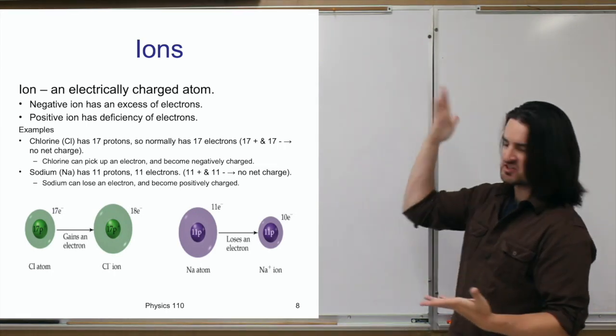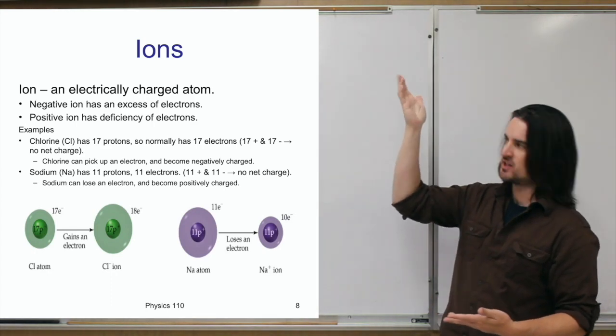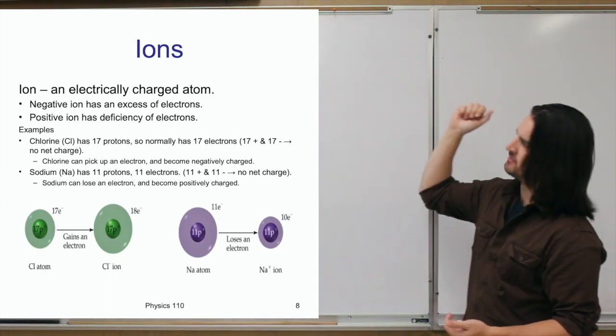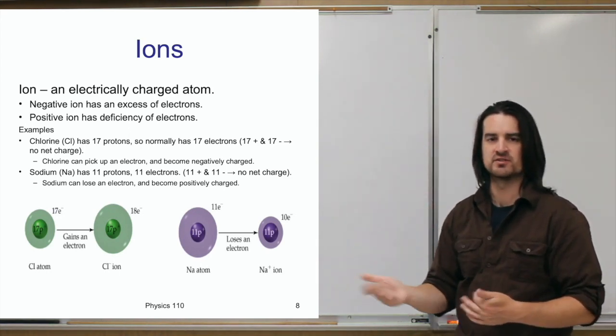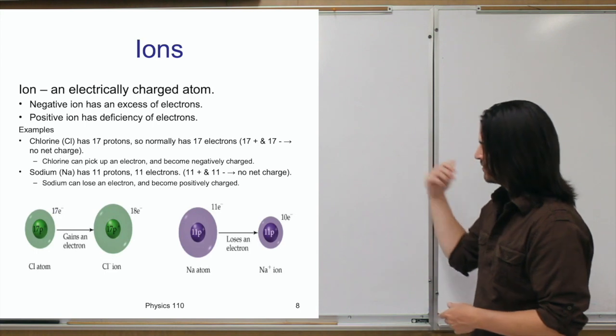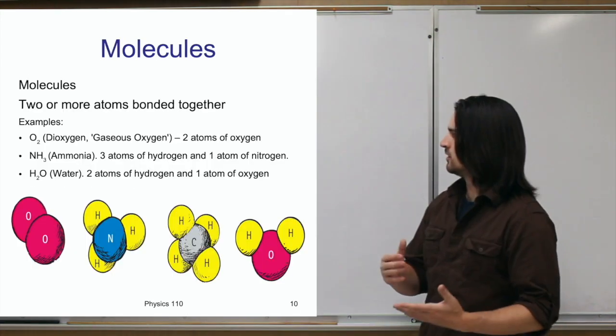So basically, if you have an excess of electrons, more than the protons, you're going to have a negative ion. And if you have a deficiency of electrons, meaning you have more protons than electrons, you're going to have a positively charged ion. Cool.